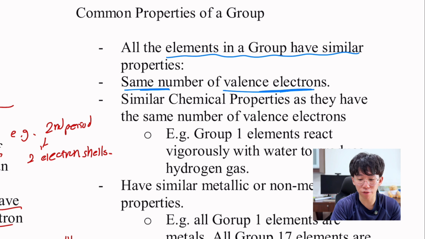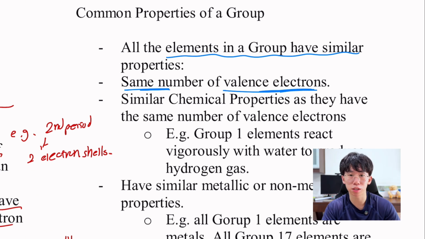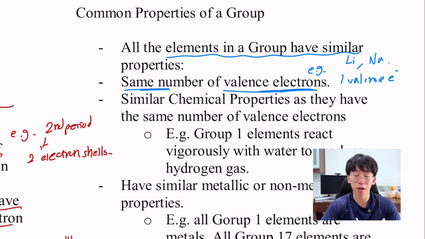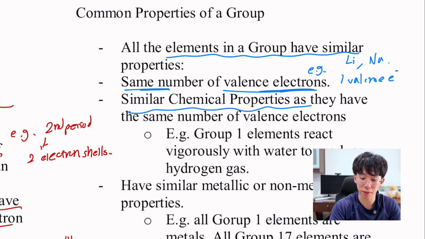They have the same number of valence electrons, because as we knew from before, a group is very useful in indicating the number of valence electrons. So conversely, elements all in the same group have the same number of valence electrons. Take a look at an example of lithium and sodium. They're both in group 1, so they both have 1 valence electron each, and because of this, they have similar chemical properties.